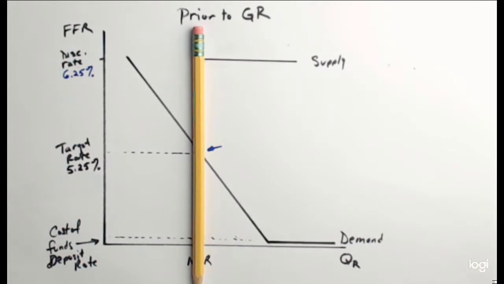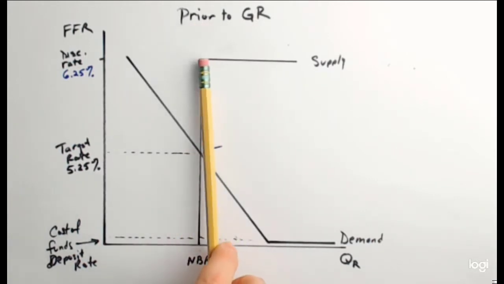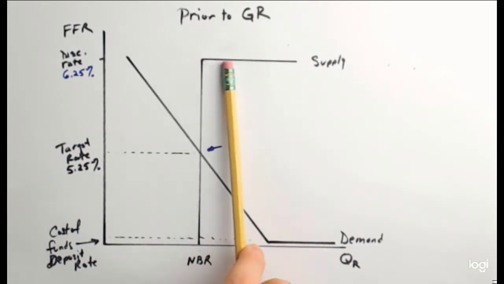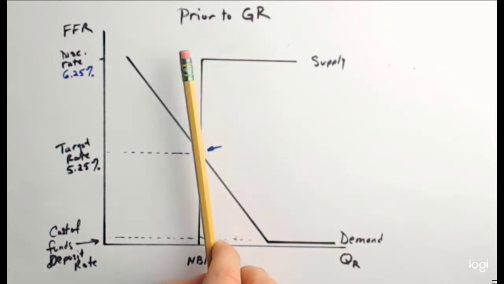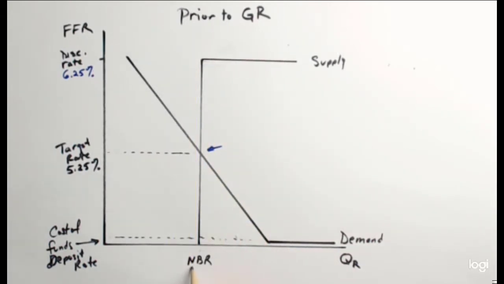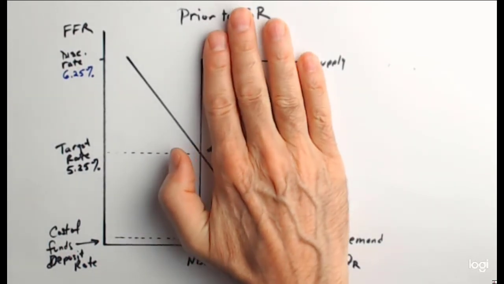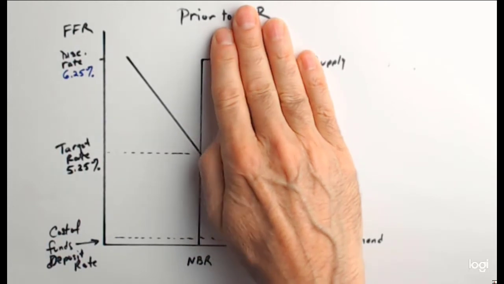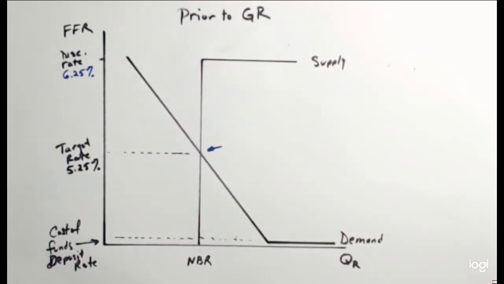So that's basically how the market worked. Now, let's look at this funny looking part of the supply curve. What is this about? Well, if you notice carefully here, I call this NBR, non-borrowed reserves. Under normal conditions, there is nothing else other than non-borrowed reserves. And by non-borrowed reserves, I mean reserves that haven't been lent out through the discount window.